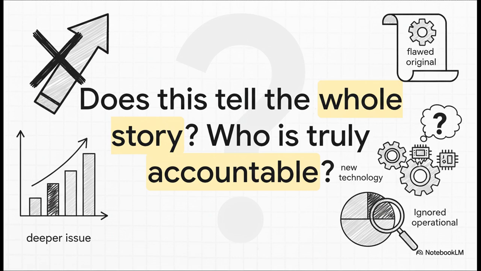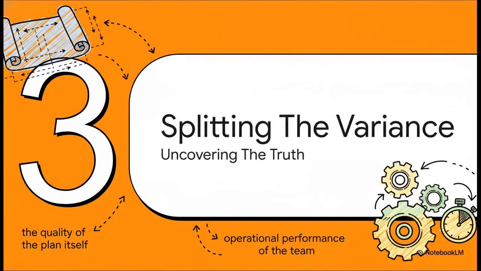That simple, traditional analysis points to a win, but it's hiding something huge. It totally ignores the fact that the original plan was broken. It was wrong from the second that new technology came in. So who are we really holding accountable here? And that, my friends, is why we need a smarter approach. We're going to split that single traditional variance into two powerful pieces.